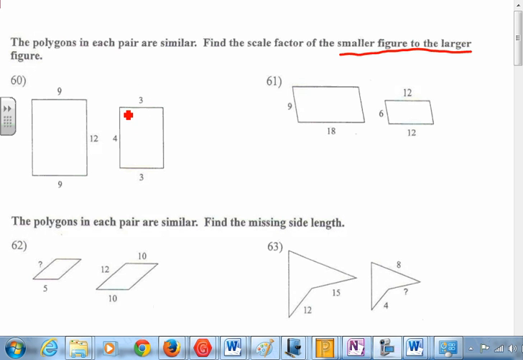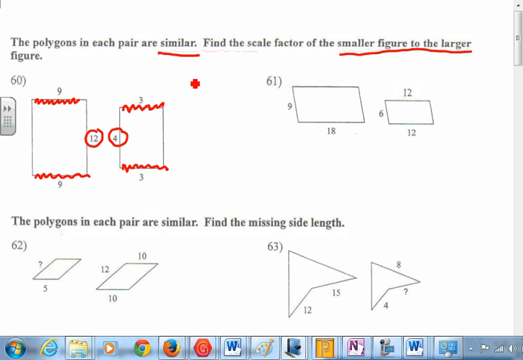So, the 3 sides are the smaller sides, so they correspond to the 9 sides. That means the 4 side corresponds to the 12. Now, since we know that they're similar, we know that the scale factor is going to be the same as long as we use corresponding sides. So we can pick 3 to 9, or we can pick 4 to 12. We are going from the smaller figure to the larger figure.